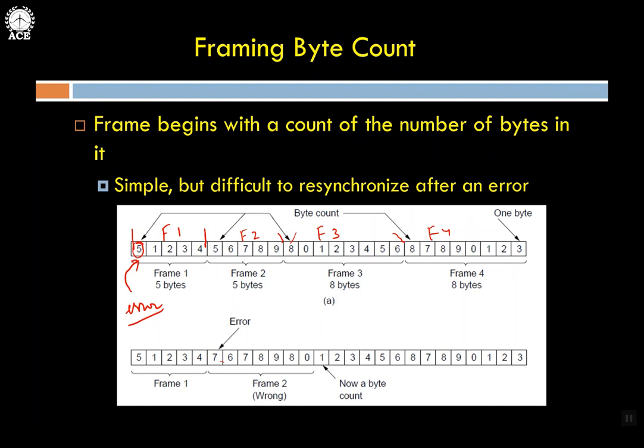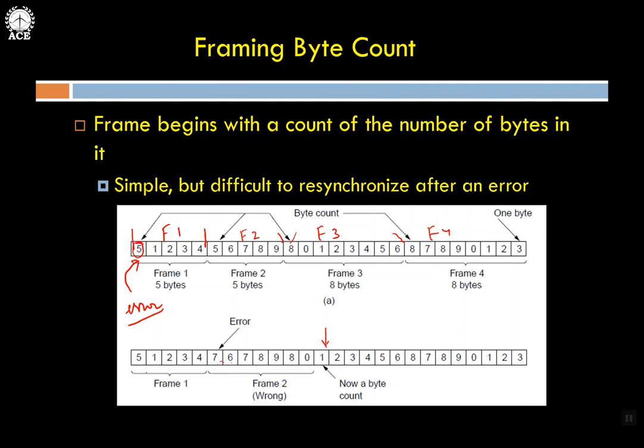So instead of taking 5 bytes, it will take 7 bytes: 1, 2, 3, 4, 5, 6, 7. And next it will take only this one as 1 byte. So the whole thing will get lost. So what does it say? It is simple but difficult to resynchronize.